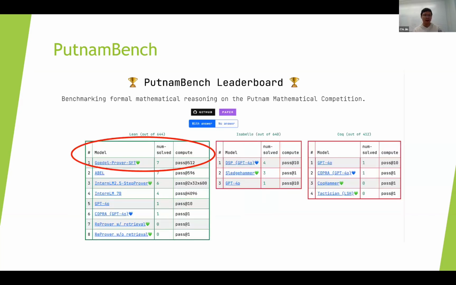Okay, and the second thing is we also evaluated our model on the Putnam bench. As we mentioned earlier, this is essentially a benchmark consisting of all the Putnam mathematical competition problems, which are very challenging questions. We achieved first place, solving 7 problems. The second model is also solving 7 problems, but it's not open source, and we rank first because we use less inference time and compute. We used pass at 128, 512.